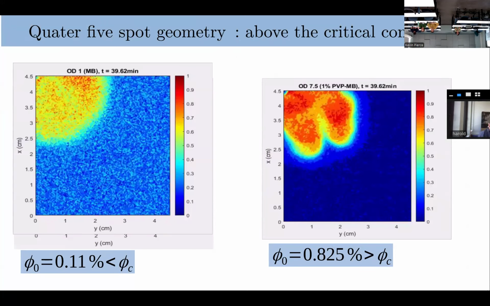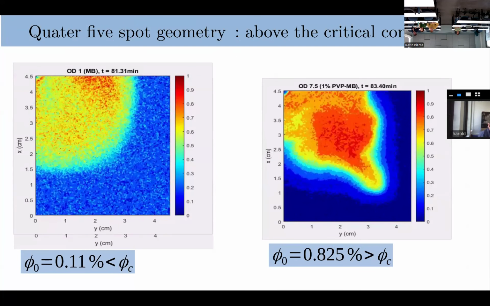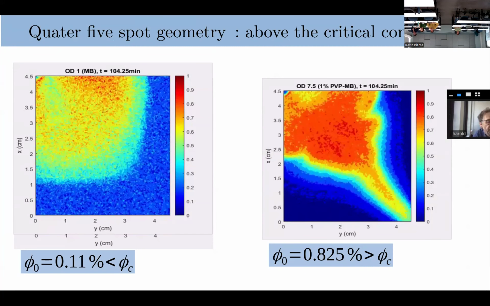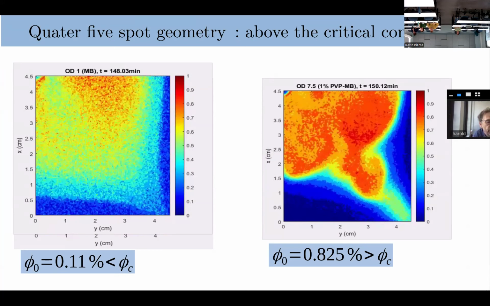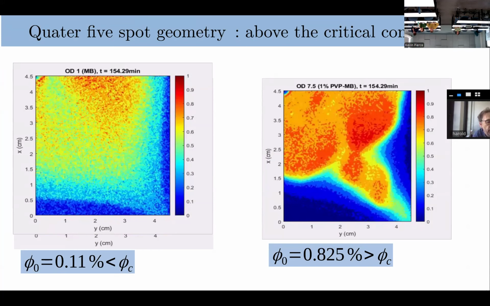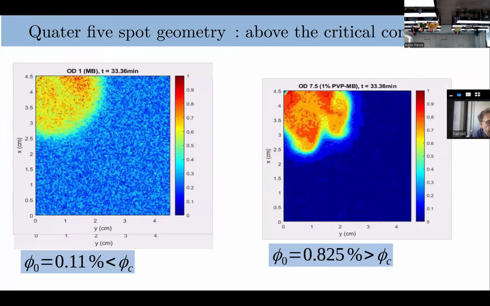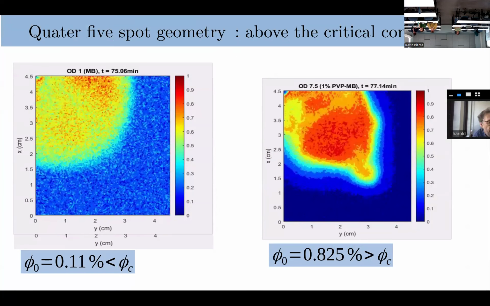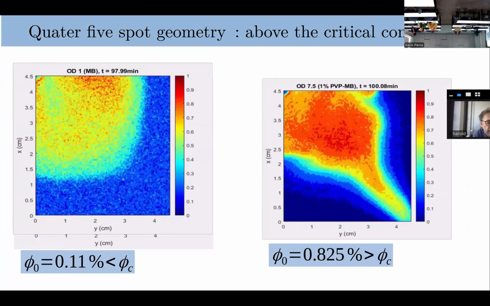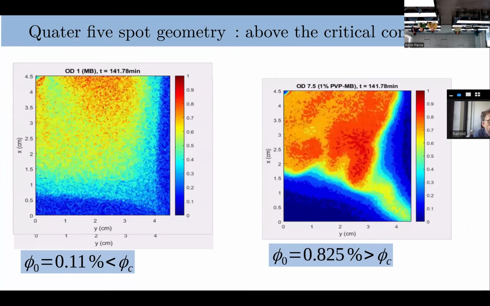And we also did some experiments, I think on the next slide. So here it's a different flow geometry. It's a quarter-five-spot geometry. So we inject in one corner of the Hele-Shaw cell, and we drain the liquid at the opposite corner. So you see on the left, when the quantity of bacteria is low, the front is stable, but when you have a large quantity of bacteria, the front is now unstable.